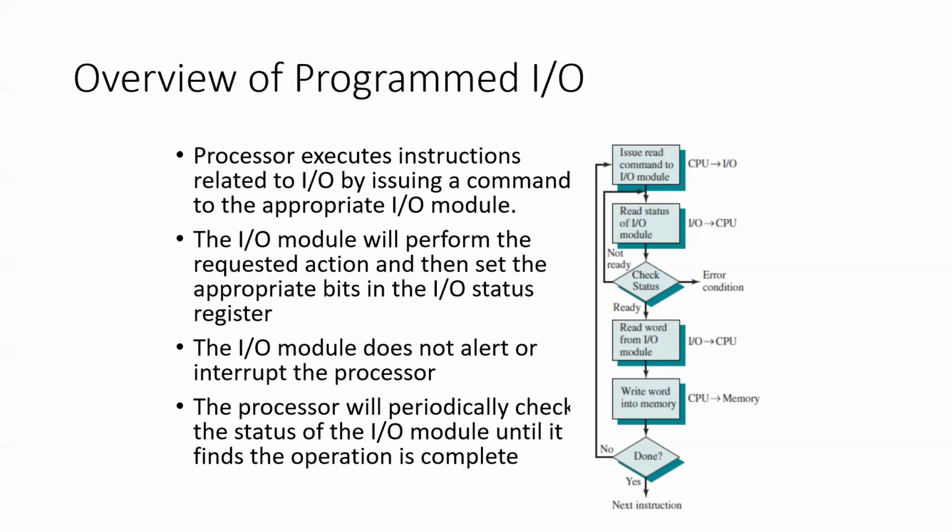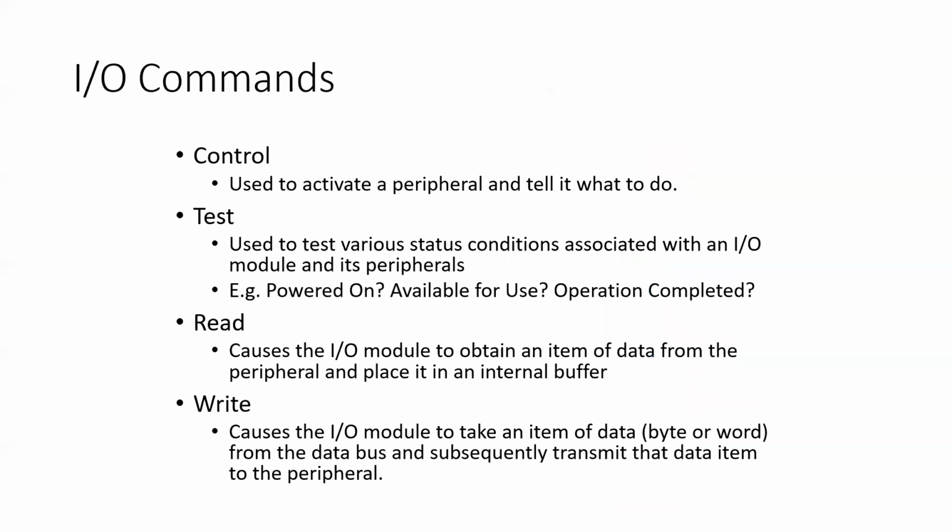So here's the flow chart for it. Issue read command to I/O module, read the status of the I/O module. If it's not ready, go back and issue the read commands. If there's an error condition, proceed with an error handler. If it's ready, read word from the I/O module, write word into memory, and if you're done, go on to the next instruction. Otherwise, continue to issue those read commands, and that's kind of the overview of the whole.